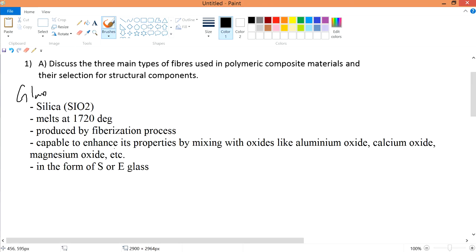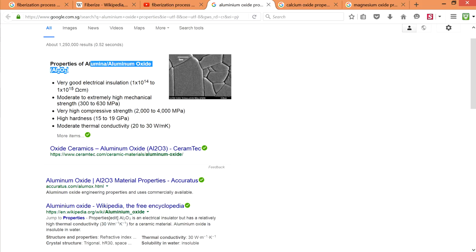You can enhance its properties by mixing with oxides: aluminium oxide, written as Al2O3, calcium oxide, and magnesium oxide, etc. Different materials will give you different properties. For example, aluminium oxide is a good electrical insulator, so it is used in combination with your silica to create E-glass. Then we'll talk about it.